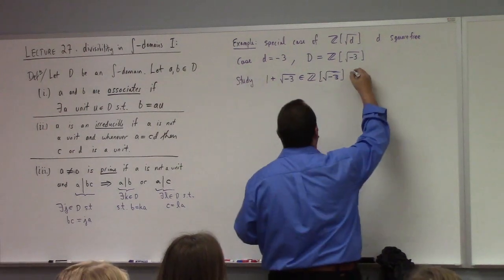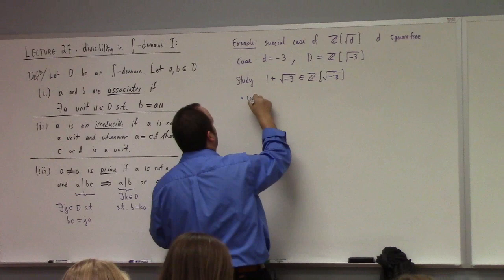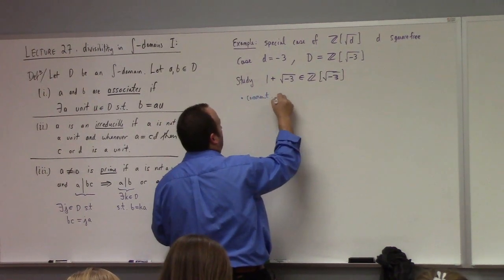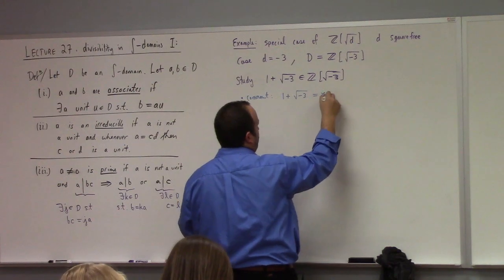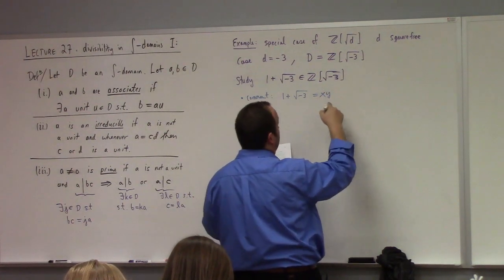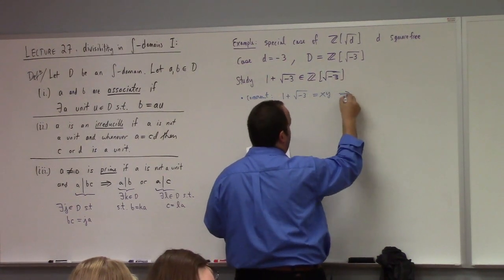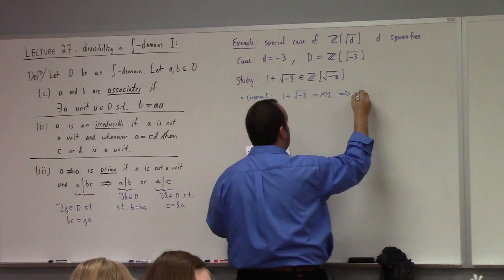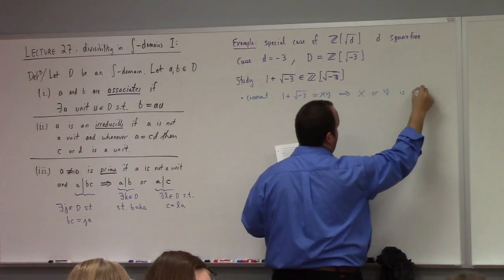I won't show this at the moment, but comment: if you look at 1 plus the square root of minus 3 equal to xy, for x, y in Z adjoin the square root of minus 3, then this will imply that either x or y is a unit. So what does that mean?